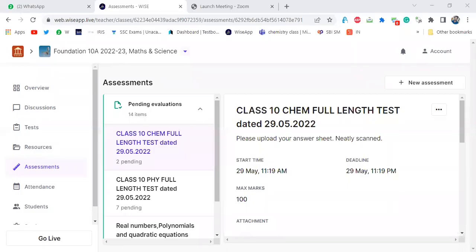So the first topic is the chemical reaction and the equation. So these are the subtopics.